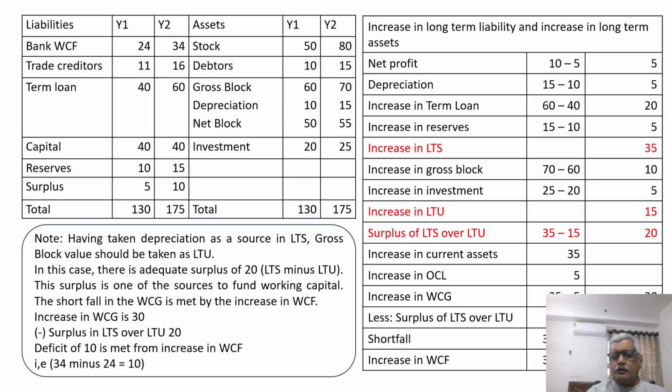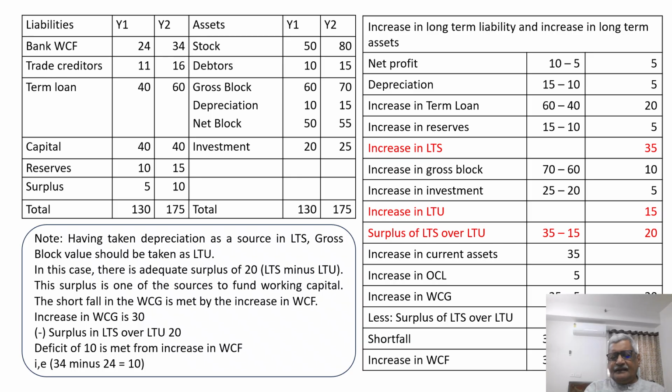Increase in gross block 70 minus 60, 10. Increase in investment 25 minus 20, 5. So increase in LTU is 15. Increase in LTS was 35. Increase in LTU is 15. There is a surplus of 20.